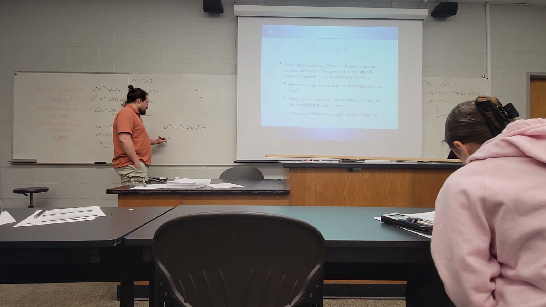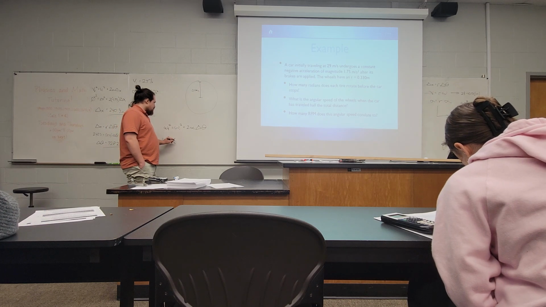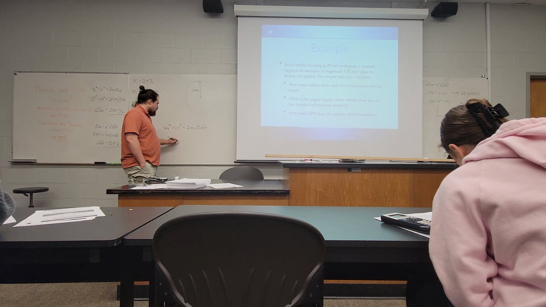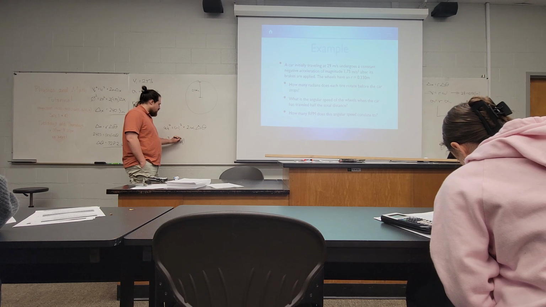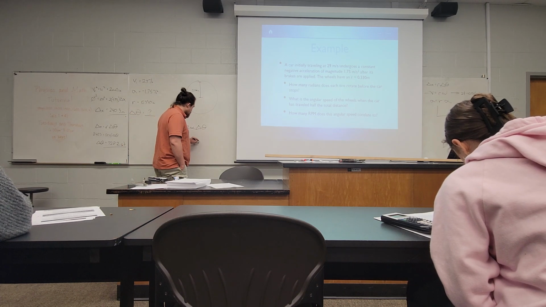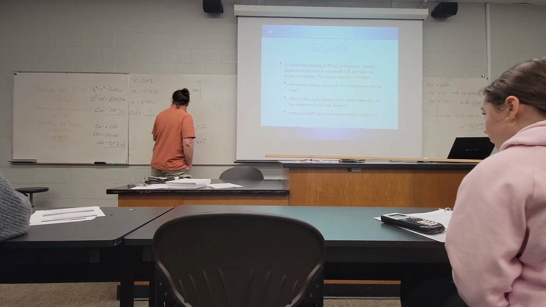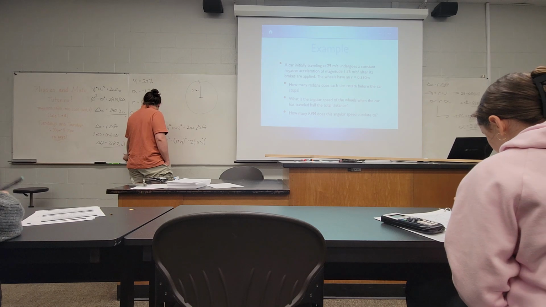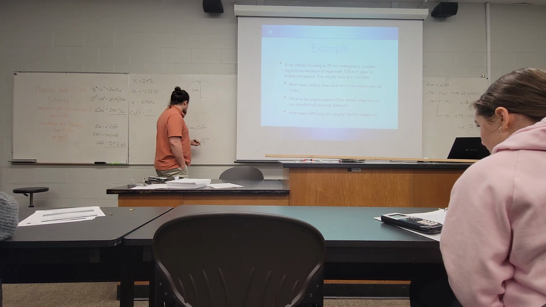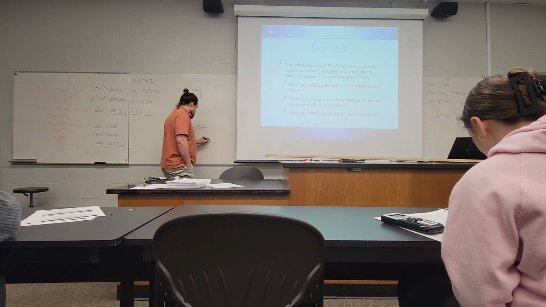Omega f is again what we're trying to find, so we'll leave that blank for now. Then it is omega initial squared plus 2 times alpha. And then for delta theta, we're plugging in half the number of radians since we're trying to find the speed at the halfway point.